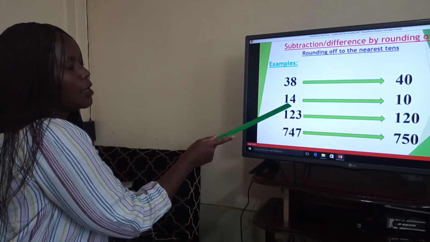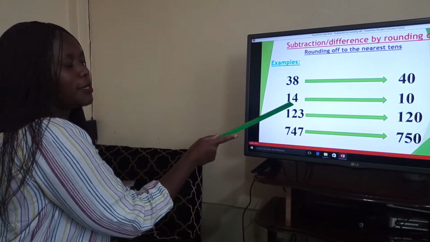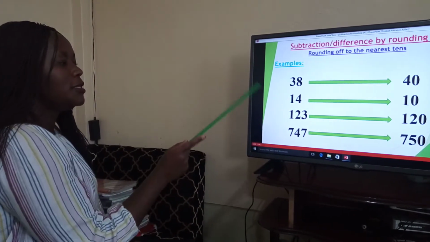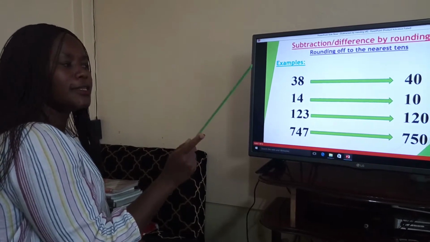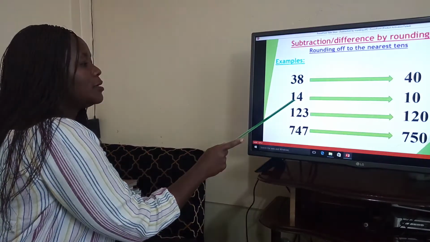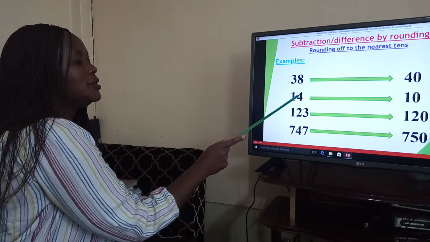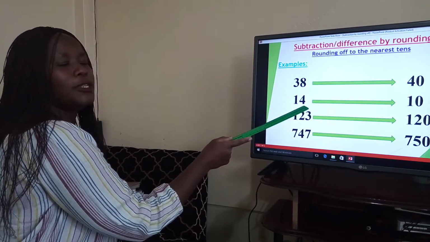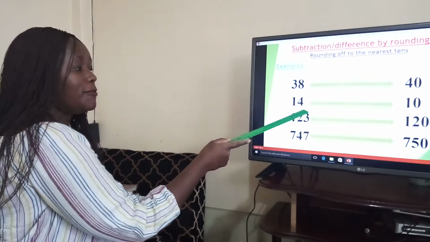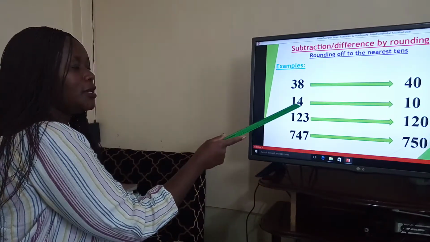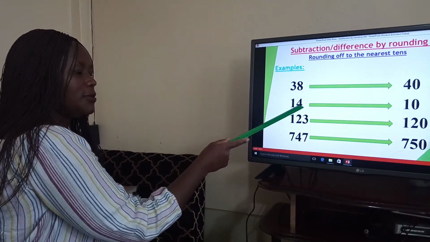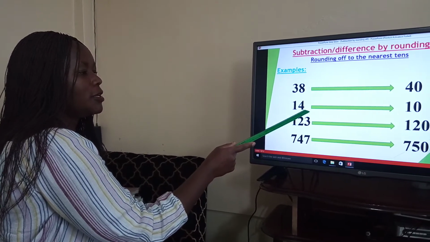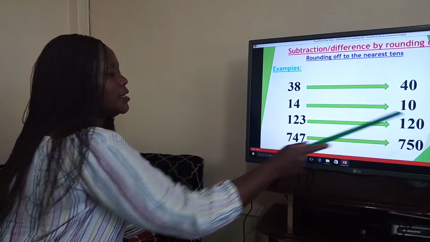14. First, what is our place value digit? In other words, which digit is the place value of tens? The digit is 1. And what digit is the next right of 1? It's 4. 4 happens to be a weak number. Therefore, it is not going to change 1 in any way, and the 4 itself becomes a 0. So 14 rounded off to the nearest tens becomes a 10.